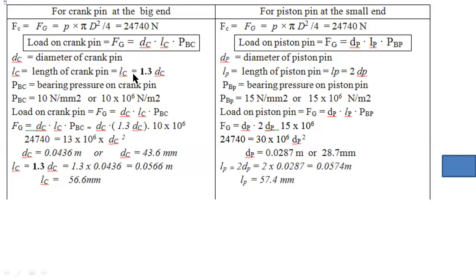So substitute LC equal to 1.3 DC in this equation, and the bearing pressure is also given, equal to 10 megapascal. After substituting the values, finally I got DC, the diameter of the crank pin, equal to 43.6 mm. This is the required diameter of the crank pin. Substitute this diameter value in the length of the crank pin, 1.3 DC. So LC equals 1.3 into DC, equal to 56.6 mm.